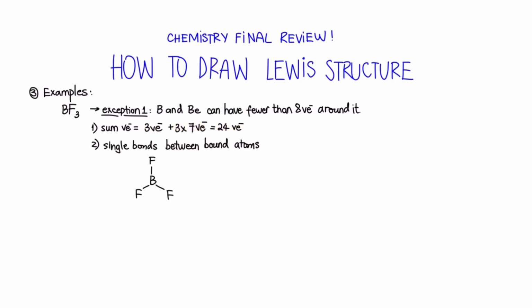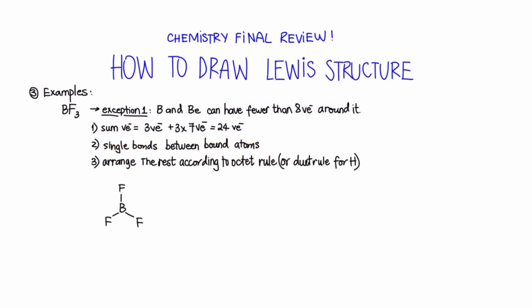Now let's start with step 2, which is to draw single bonds between bound atoms. Here I have boron in the center and three fluorines surrounding it, and we draw single bonds connecting the boron with each of the fluorines. Now we just need to arrange the rest of the valence electrons according to the octet rule.